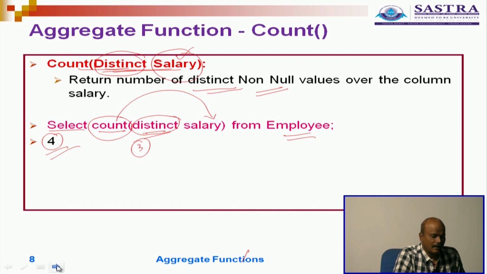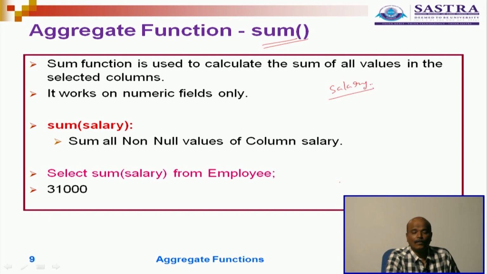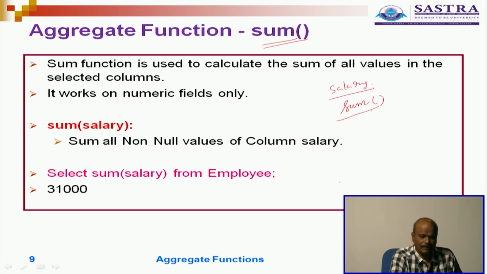Okay. So the next aggregate function is sum. Now again, if you take the employee table, I am having a column called salary. Now what I need is I want to compute the total salary paid to all the employees. So for that, I can use the function called sum. So what is the purpose of this sum function? Your sum function is used to calculate the sum of all the values in a selected column.